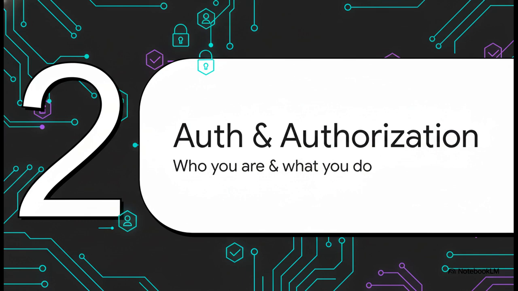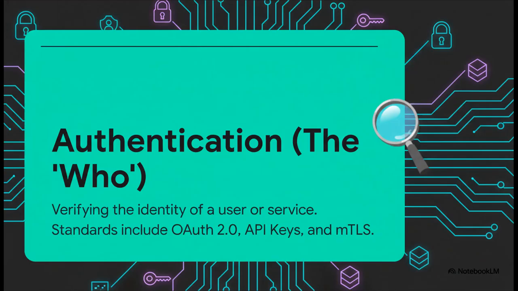Before your API does a single thing, it has to get solid answers to 2 fundamental questions. Who is making this request? That's authentication. And then, are they even allowed to do what they're asking for? And that's authorization. So authentication is all about proving you are who you say you are.